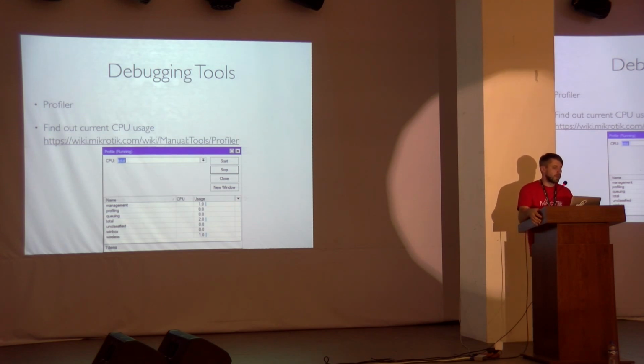One more important part of debugging tools is Profiler. In the Profiler you can see what type of processes are loading your CPU. So if you see that CPU load is not like it should be, you can go to the Profiler and see what are the processes that are loading your CPU at the moment.